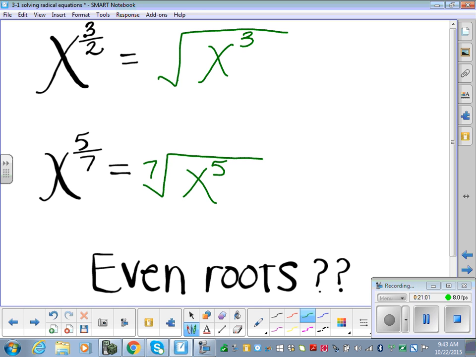Now everybody think back. When we were learning how to simplify radicals, when we took the square root and even roots, we had to account for the plus and minus root, right? So if we're taking an even root, we've got to put the plus and minus answer. Does that make sense? So in this one, we would have had to put the plus and minus answer, right? Because it's an even root. With this one, would we need the plus and minus answer? No, it's not an even root. Does everybody understand what I'm saying?